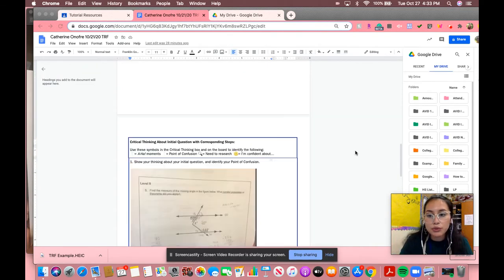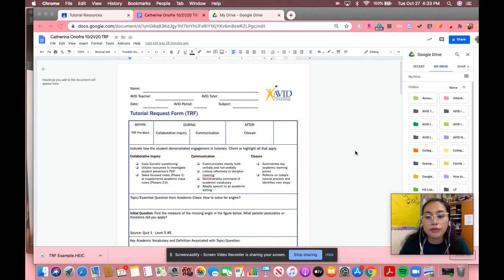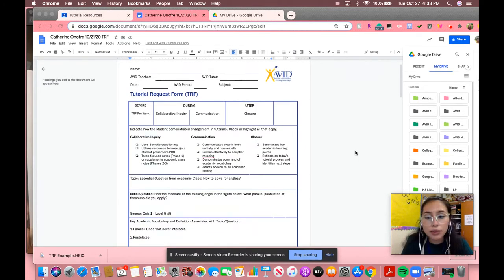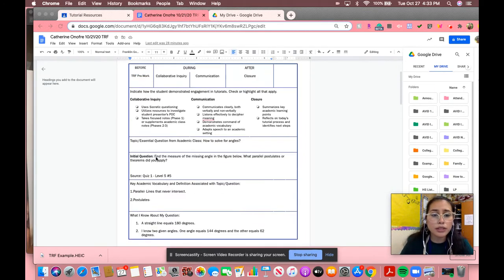So this is how to fill out the TRF. The first place you could start is the initial question. This should not come from your head. This should come from an assignment, a project, a quiz, anything from your core academics, so math, science, reading, history. So I would start here where it says initial question.